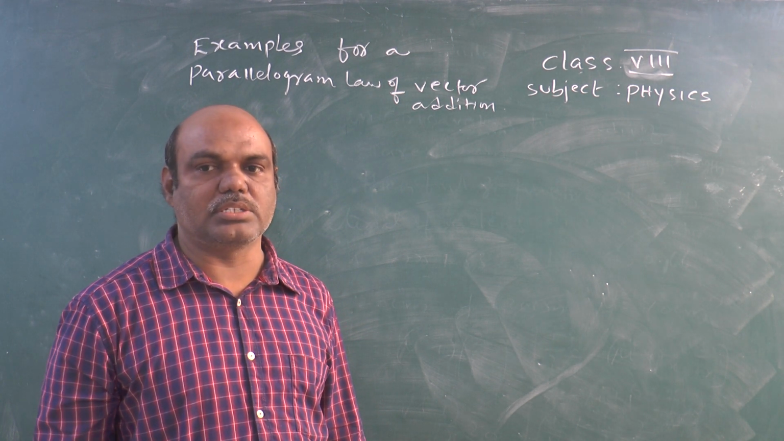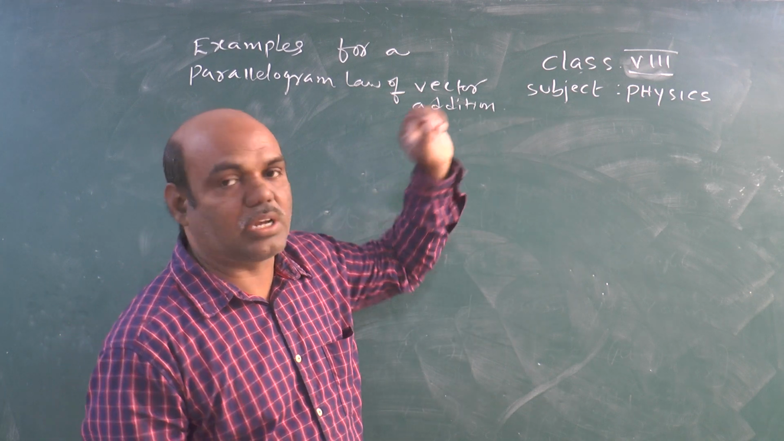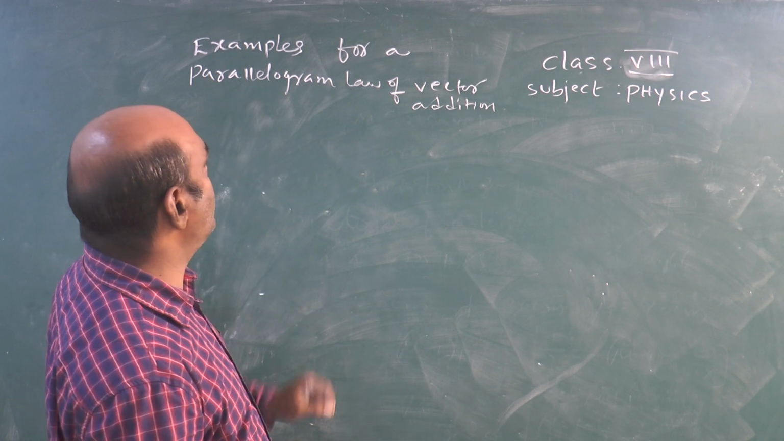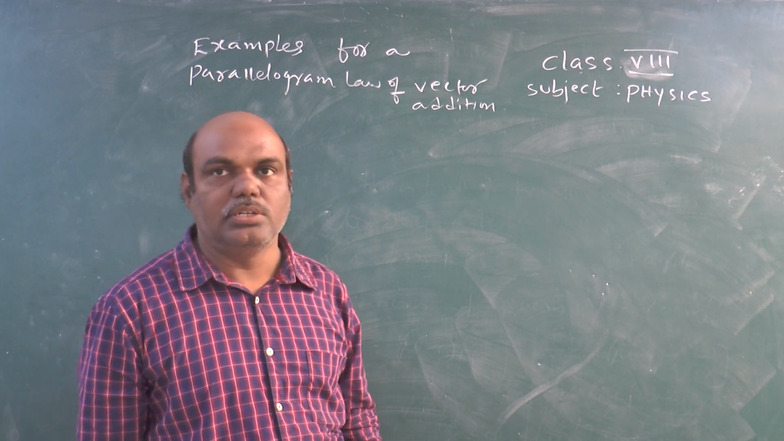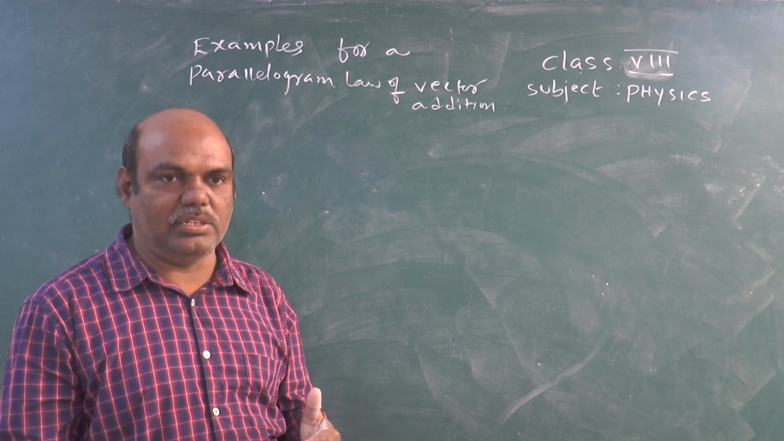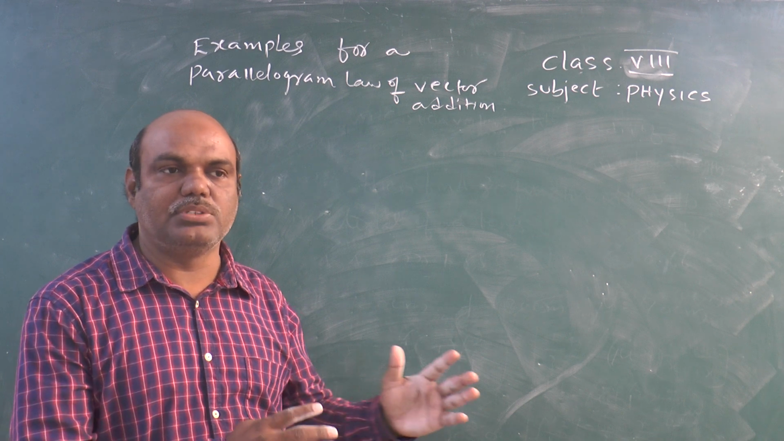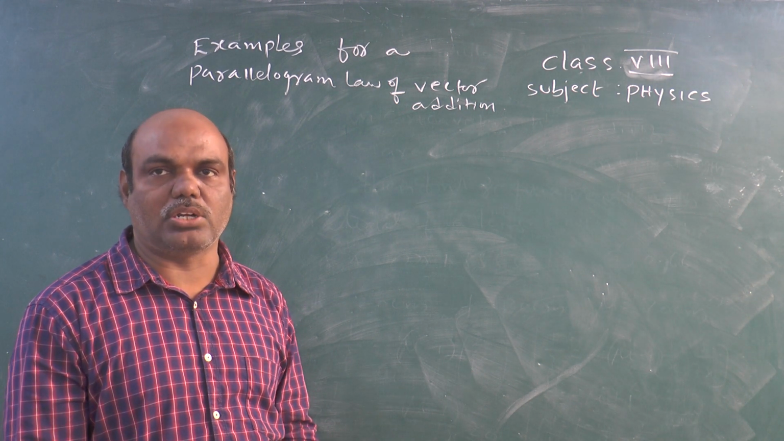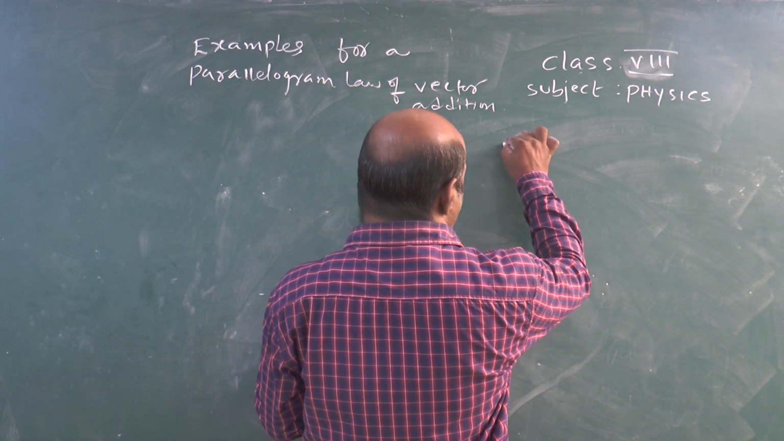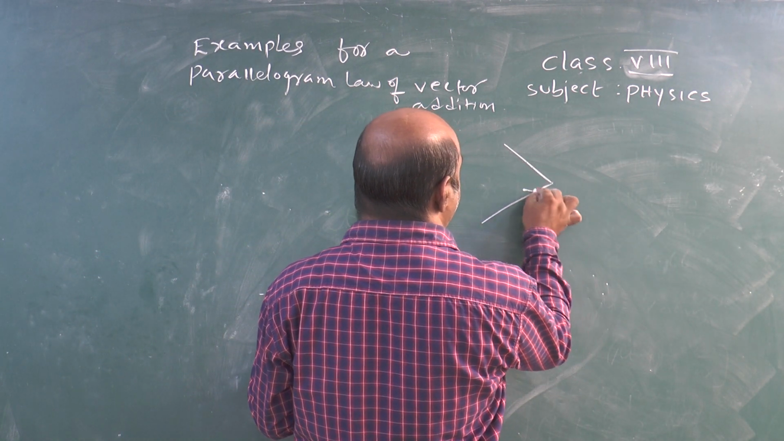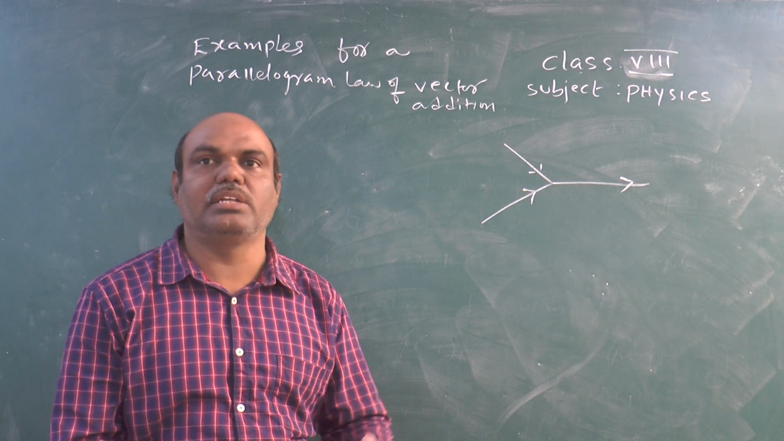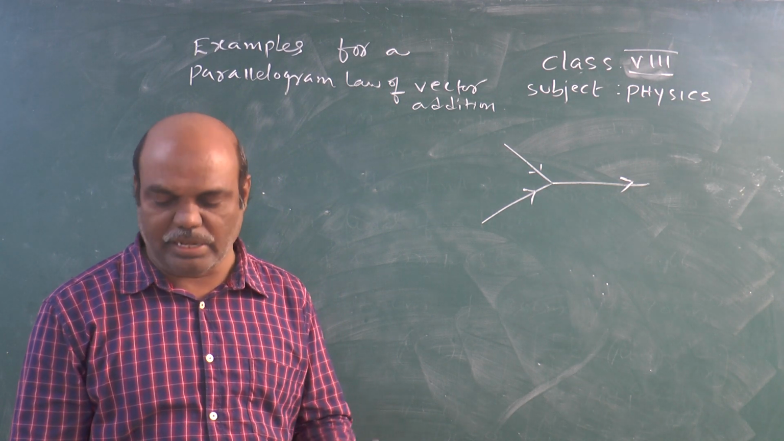Today we are going to discuss 8th class physics. The subtopic is examples for the parallelogram law of vector addition. That means, in which cases do we use this law? For example, if current flows through different wires and then travels in a single wire, what is the resultant value? We can find it like that.